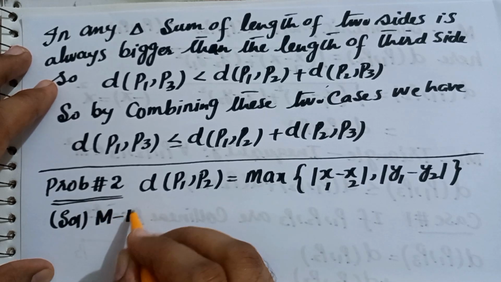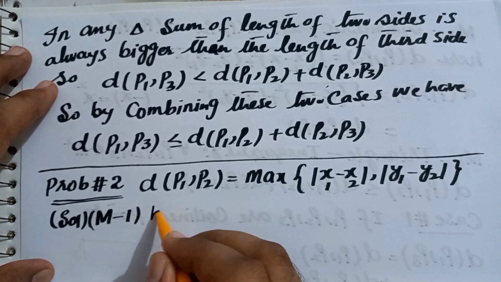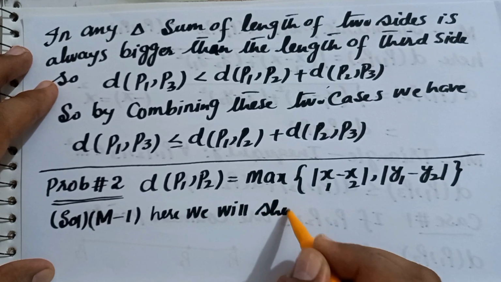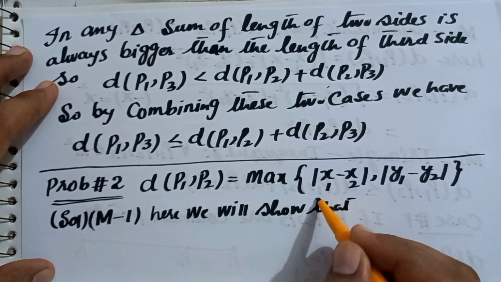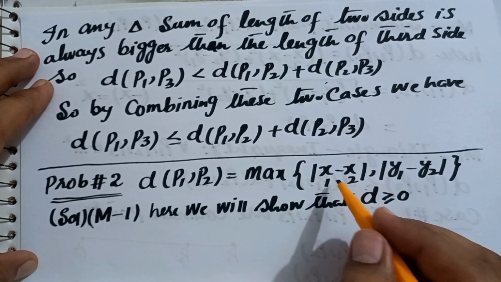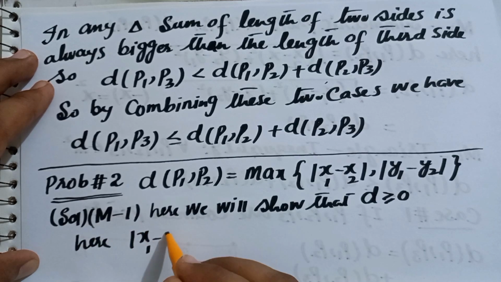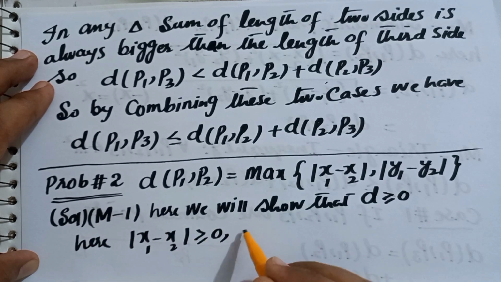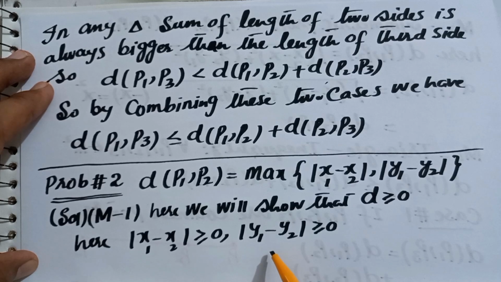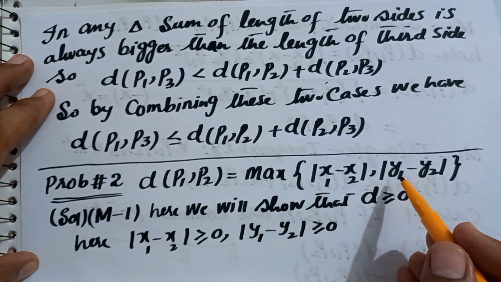The first axiom of a metric is non-negativity. We need to show that D is greater than or equal to 0, as the two numbers inside the maximum are non-negative. The absolute value of x1 minus x2 is always greater than or equal to 0, and the absolute value of y1 minus y2 is always greater than or equal to 0. These are two non-negative numbers. So when we take the maximum of the two non-negative numbers, it will also always be greater than or equal to 0.